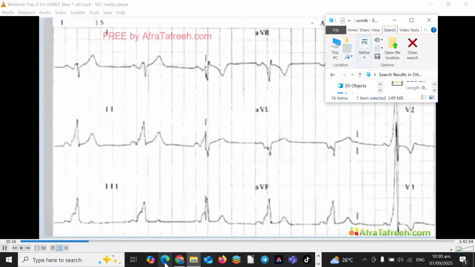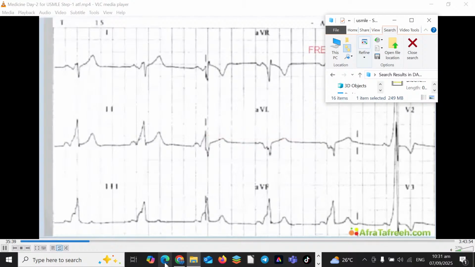The axis, the rate, the rhythm, and what do you see in this EKG? It is a very important concept in cardiology. Normal axis. Okay. Why do you say normal axis? Why don't you say right axis?